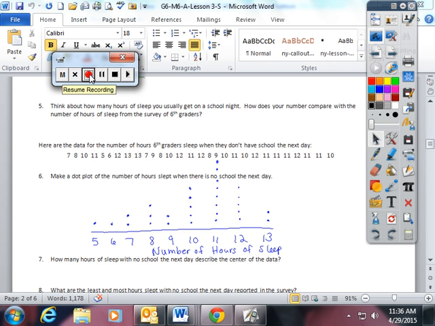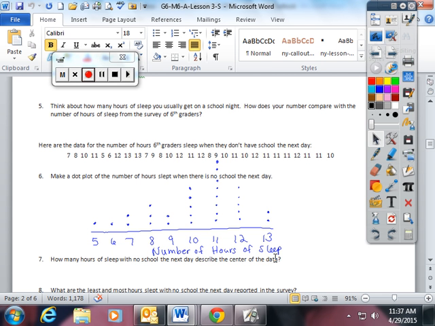To make my dot plot for number 6, I started with the lowest piece of data, then went to the highest piece of data and counted by ones. I plotted all of the data pieces, and I remembered to make a title in my graph. Please don't forget to title the graph. It's the only way that people reading it can understand your research or what you're presenting.